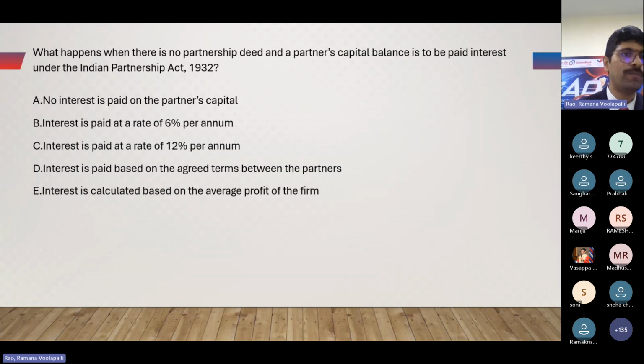So a few more questions we will go through. What happens when there is no partnership deed and the partner's capital balance is to be paid interest? Just now we have told. Yeah, answer quickly. What is the interest to be paid to the partner? Okay, Prashant Kumar ji, Mahato ji, Geeta ji. Yeah, good, great. You have to see the question, read the question again. I think then you can answer correctly. What happens when there is no partnership deed and the partner's capital balance is to be paid interest? Capital, we are treating up to the capital.